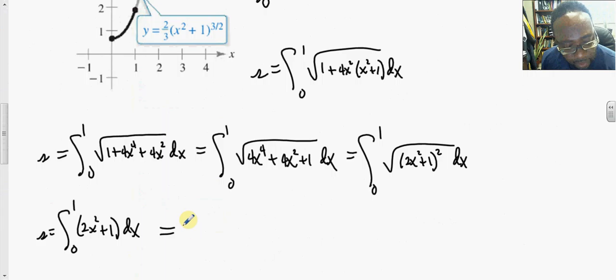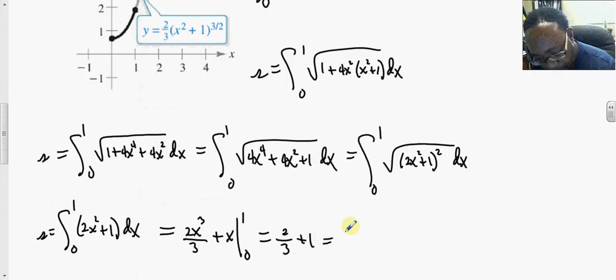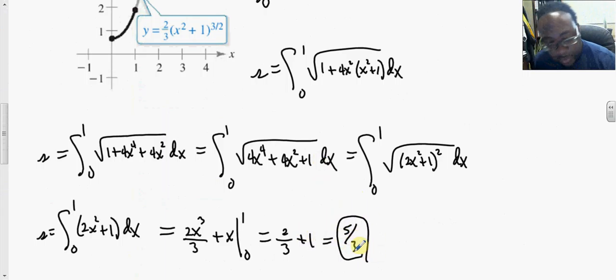We integrate now, so we get 2x to the 3rd over 3 plus x. You evaluate all this from 0 to 1. So we get 2 over 3 plus 1. That gives us 5/3 for the arc length.